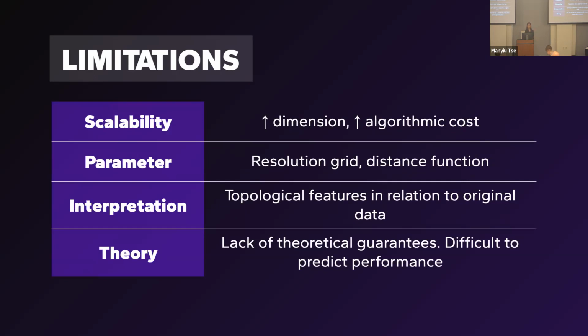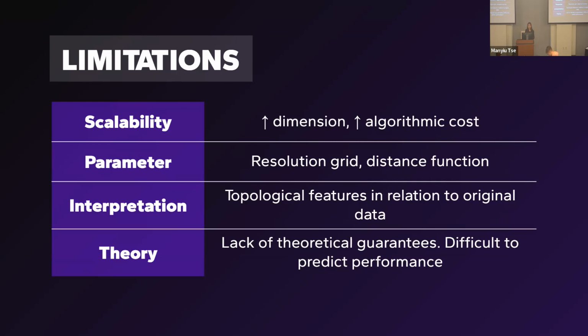It's fairly new, so it requires more interpretation of how you want to interpret your result in terms of your original data. So let's say you get, okay, I got 2 holes in my data. What does that mean in terms of my points, in terms of my data?